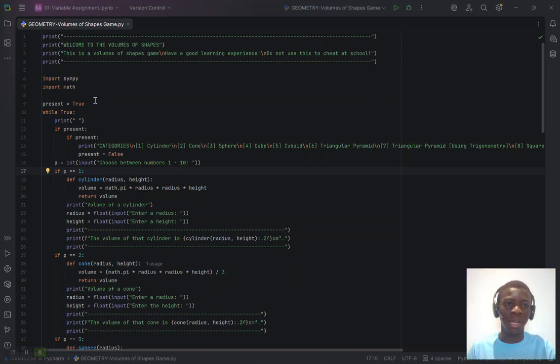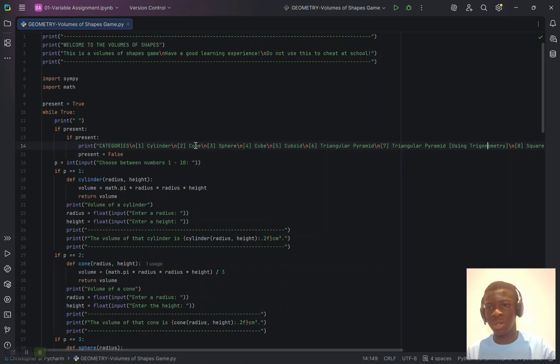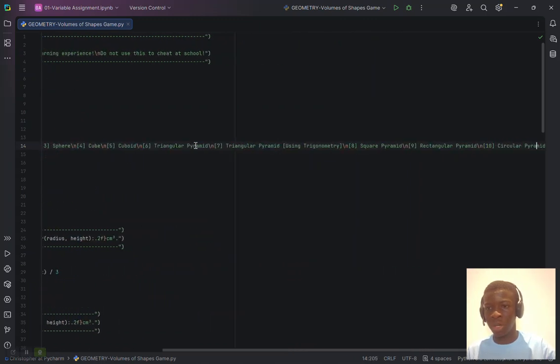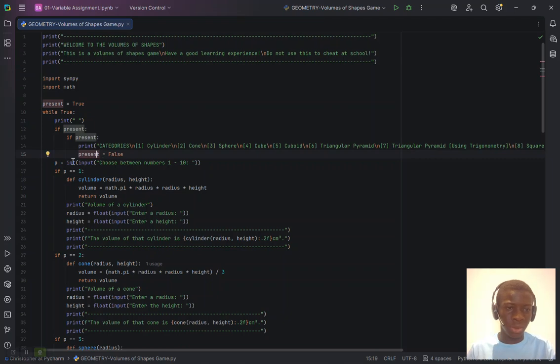So SymPy and maths, present equals true, while true: print empty string if present. Categories: cylinder, cone, sphere, cube, cuboid, triangular pyramid using trigonometry, then square pyramid, rectangular pyramid, circular pyramid. Present equals false, p equals int input, choose numbers between 1 and 10. So I'll just be talking about the formulas.